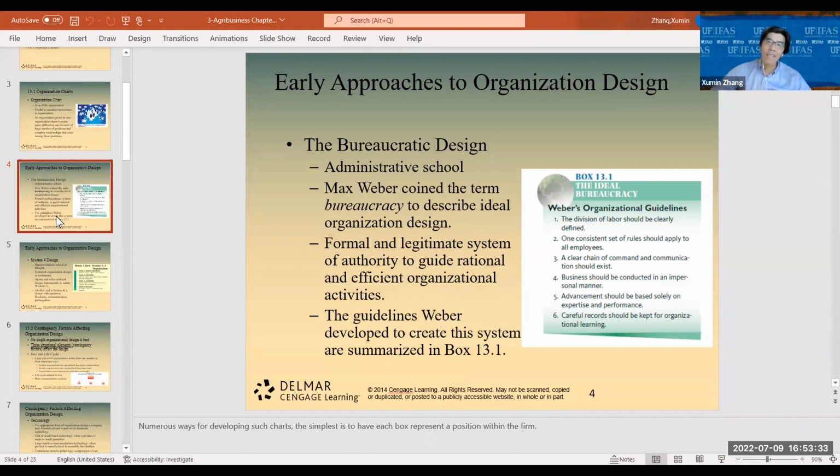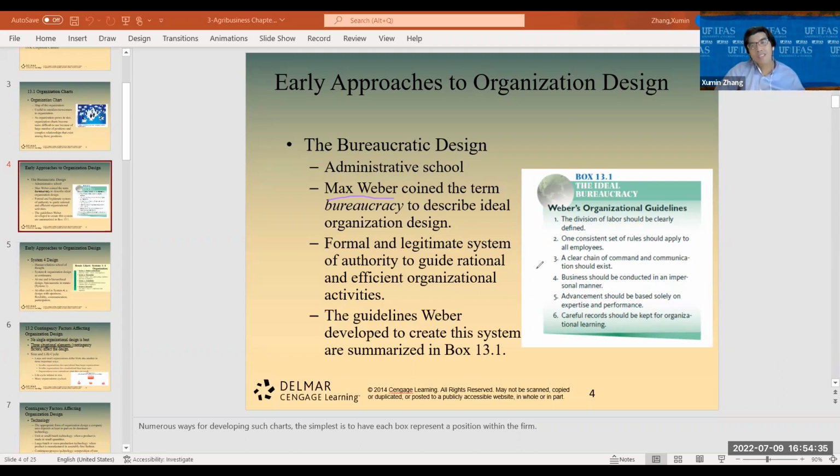When we talk about organization design, the early approach was mainly focused on the process, mainly focused on those positions. They don't really care about human resources or human relations. A very good example is what we call bureaucratic design. Remember, we talked about the classical school of thought, the classical school of management thought. The administrative model is one of those classical thoughts.